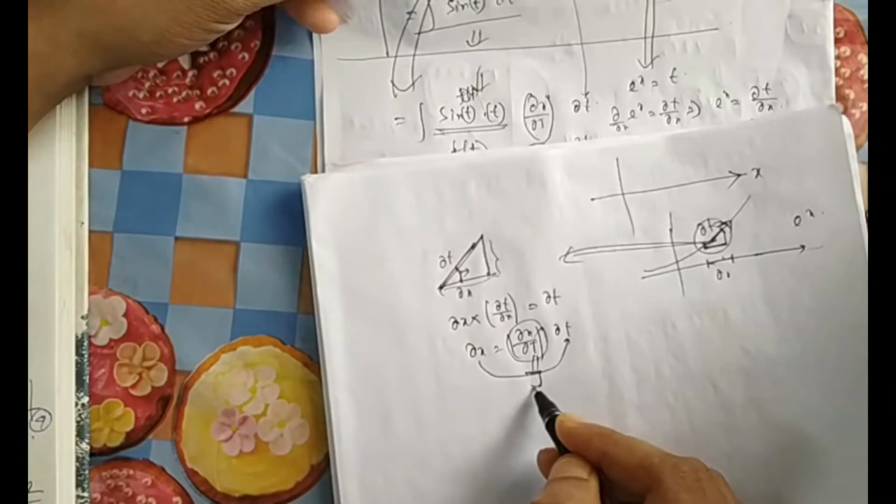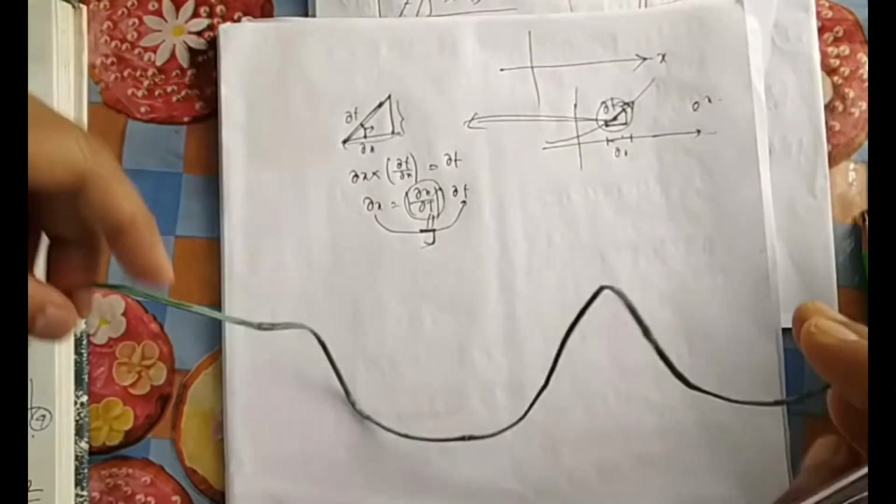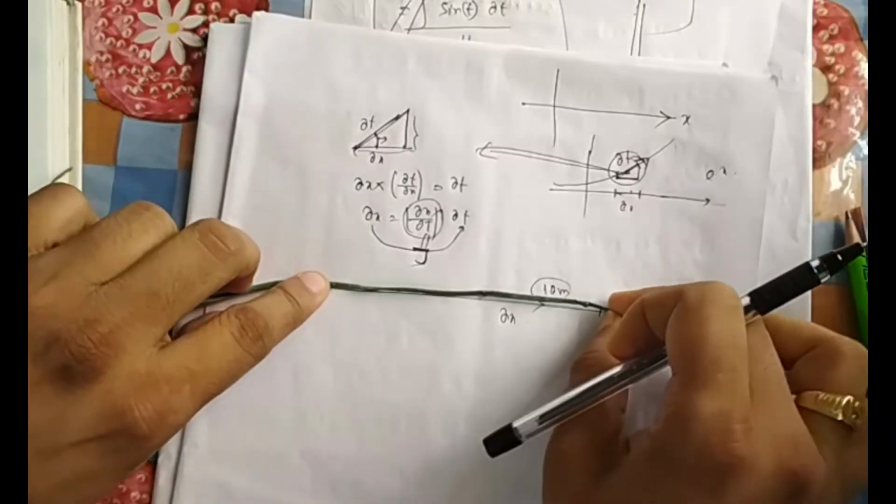This is known as the Jacobian. You can think of it in this way also. Let me give it more physical meaning. Okay, suppose I have taken this curve.